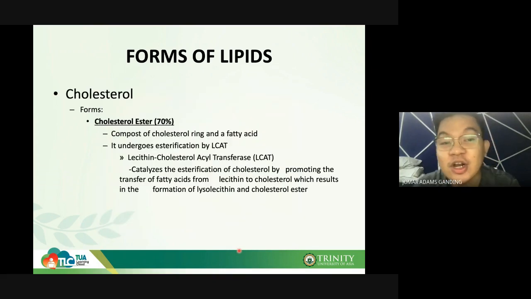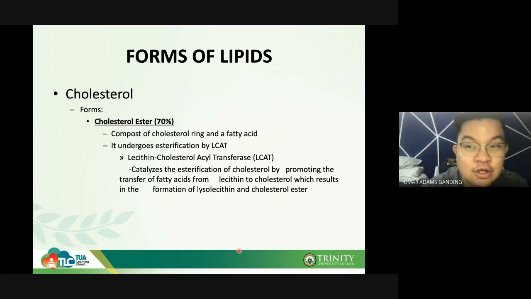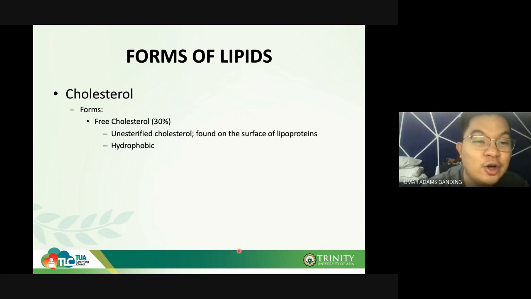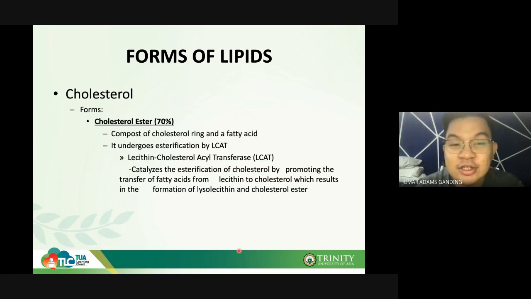We have your cholesterol esters, and we also have your free cholesterol. Cholesterol esters are 70% of the total cholesterol in the body, and free cholesterol only comprises 30%. So, mas madami po ang ating cholesterol ester.